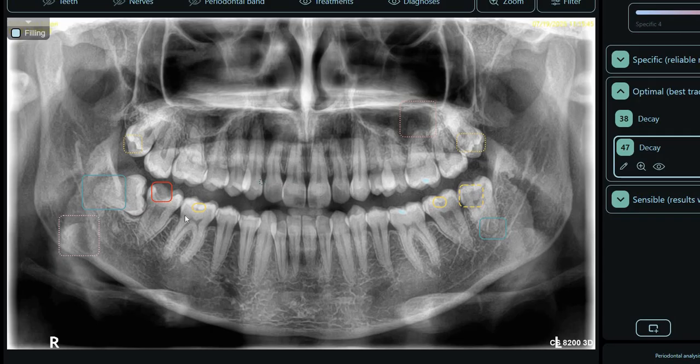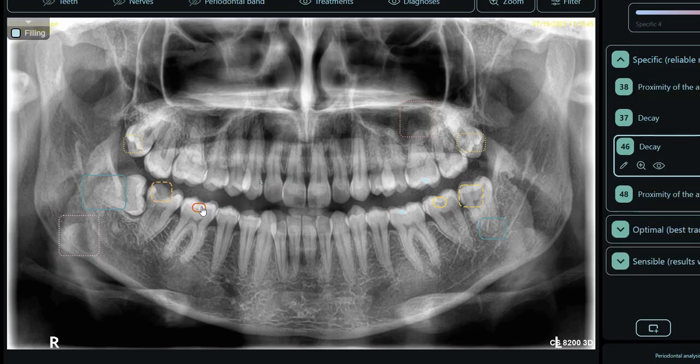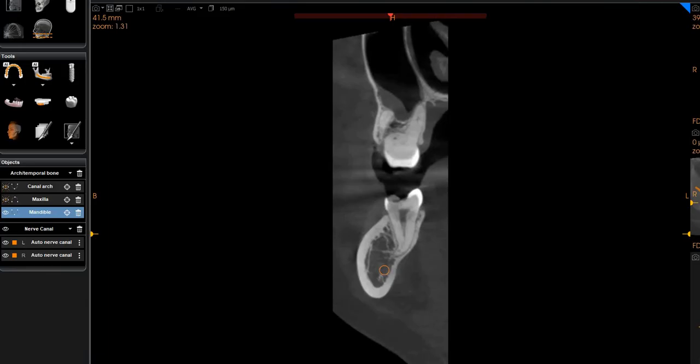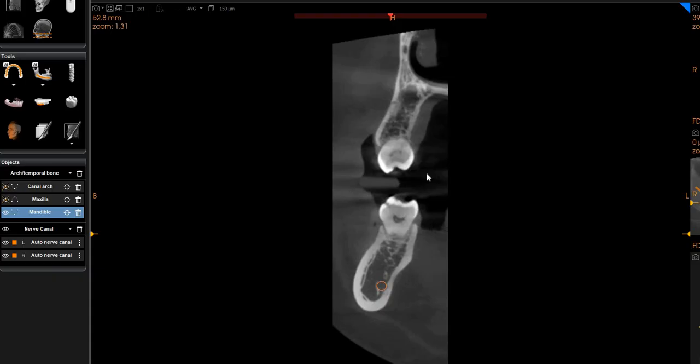Now moving to the upper, we've got this right here. There is decay in the 4-6 as well. Let's check this out here, if the 4-6 shows any signs of decay. And there you go, ladies and gentlemen, we've got decay in the 4-6 right there, quite significant, and that's again another win for the AI.